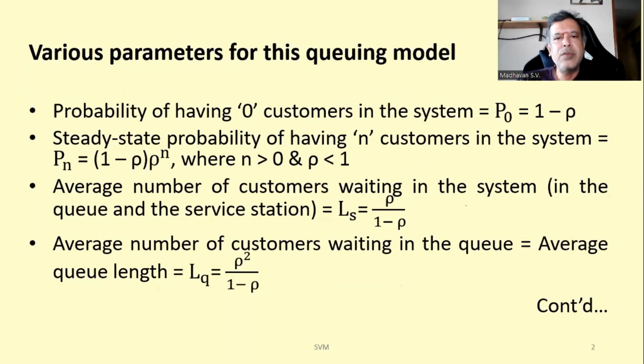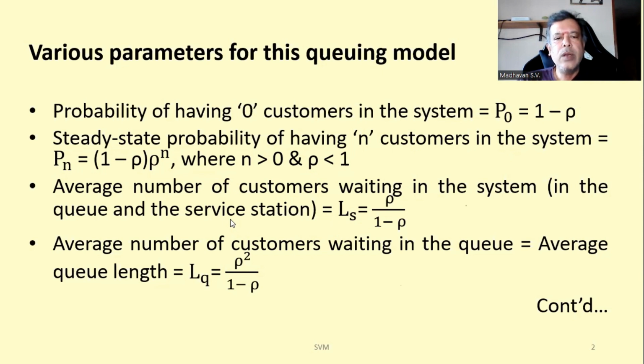What are the various parameters which can be measured for this queuing model? One is the probability of having 0 customers in the system, denoted by P suffix 0, which can be calculated as 1 minus rho. We know rho is the utilization factor, so when I subtract it from 1, I get the unutilized part, which is the 0 customers case. Then we can find the steady state probability of having n customers in the system as P suffix n equals 1 minus rho, that is P naught, times rho to the power of n, where n is larger than 0 and rho is less than 1.